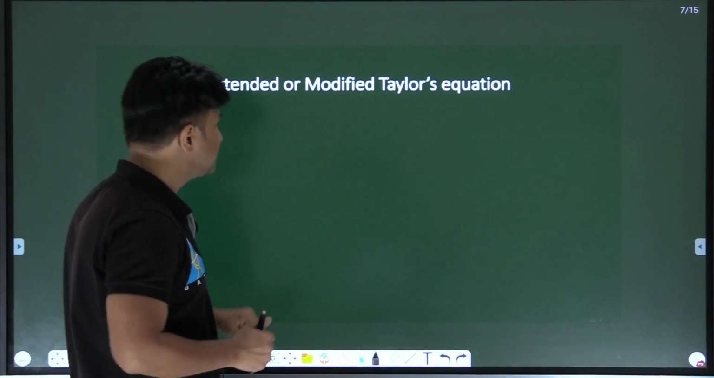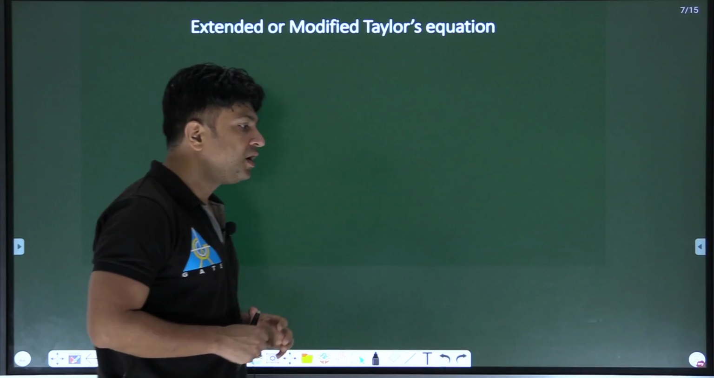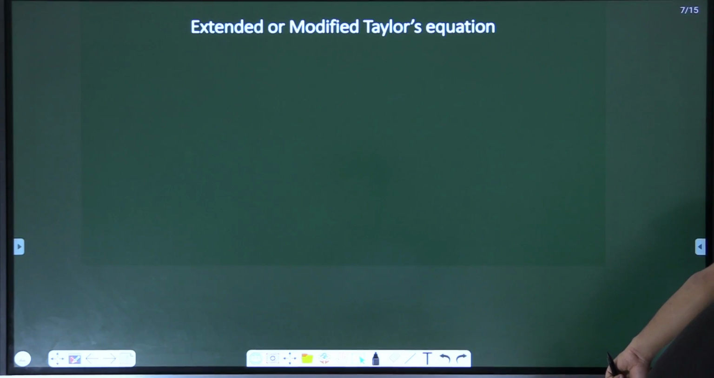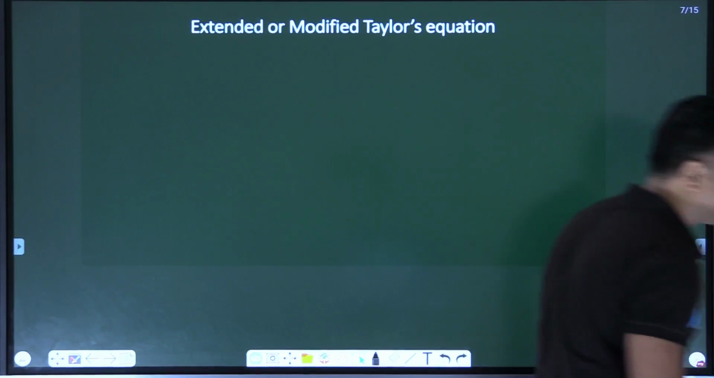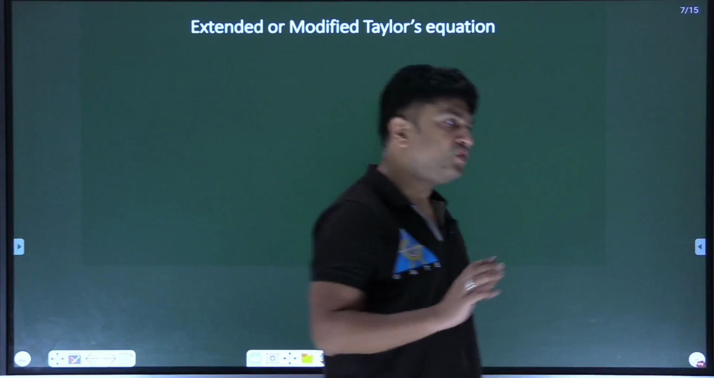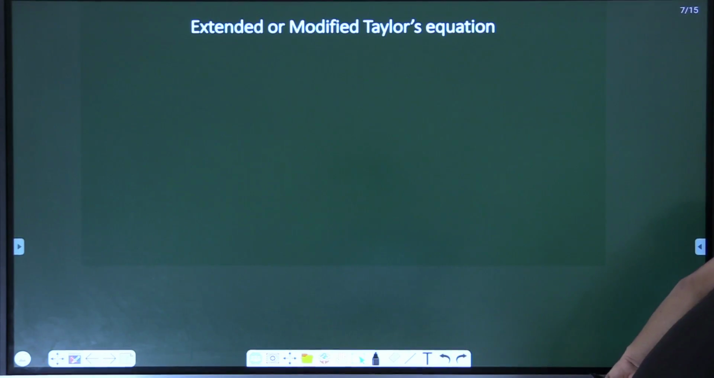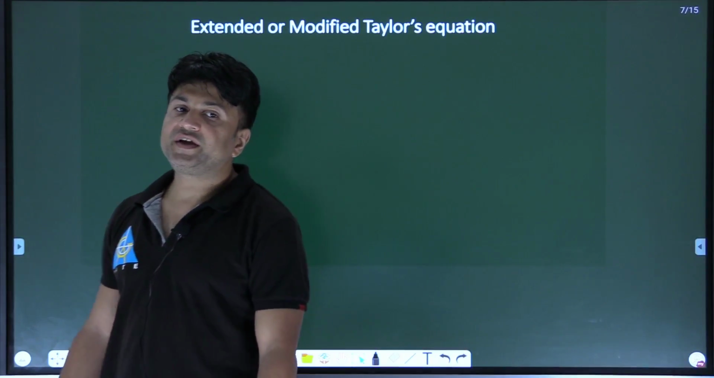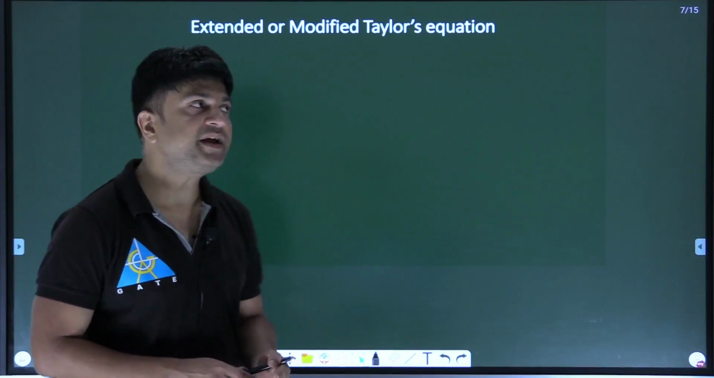Now I will discuss the extended or modified Taylor equation. In the extended or modified Taylor equation, we not only depend on the cutting velocity, we also consider the feed and depth of cut.